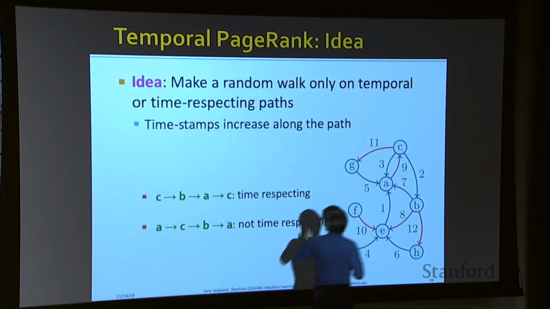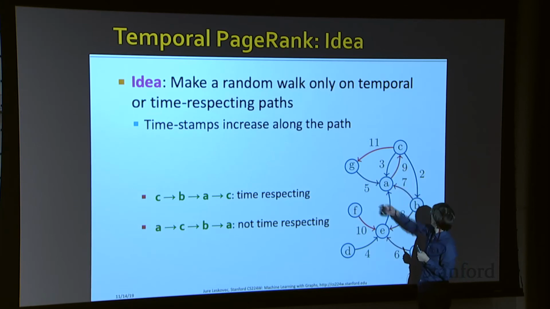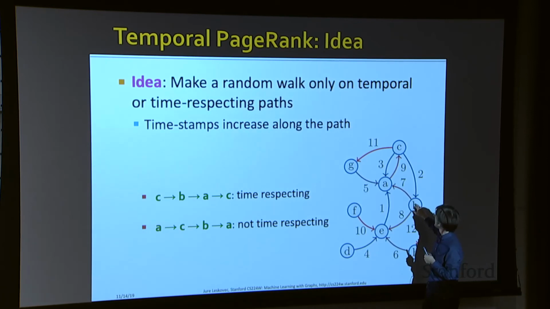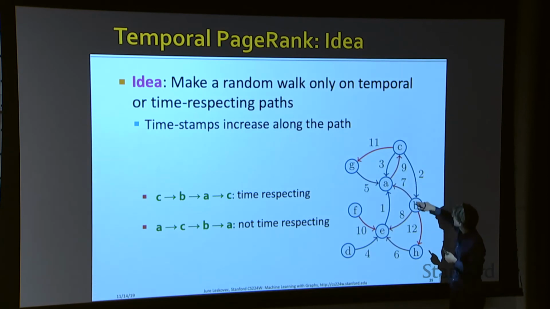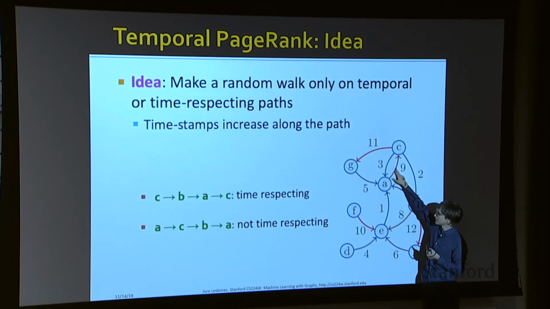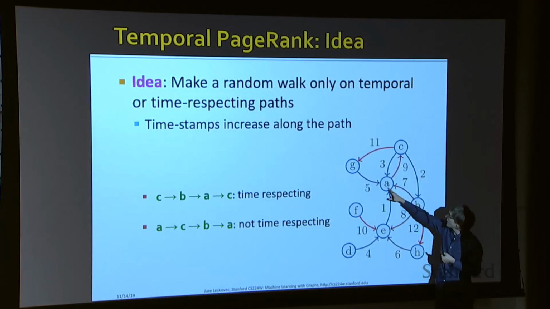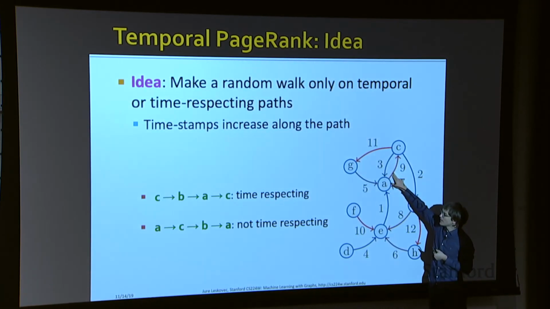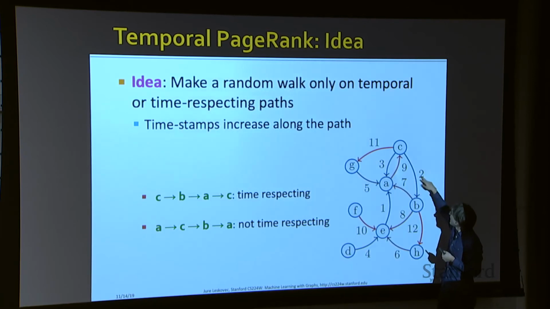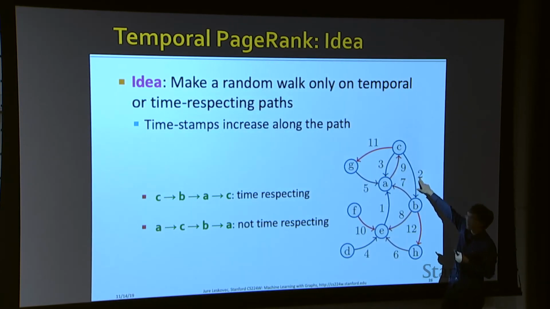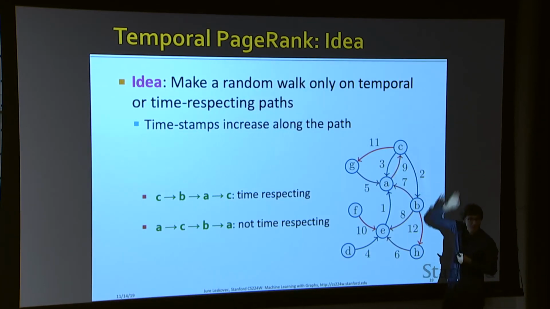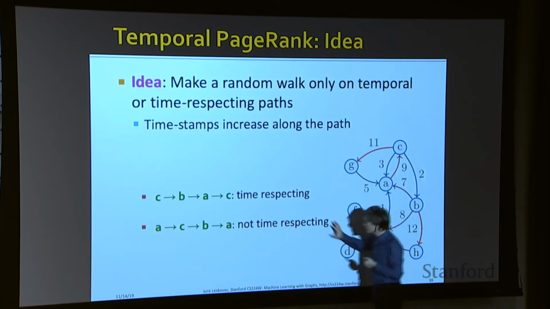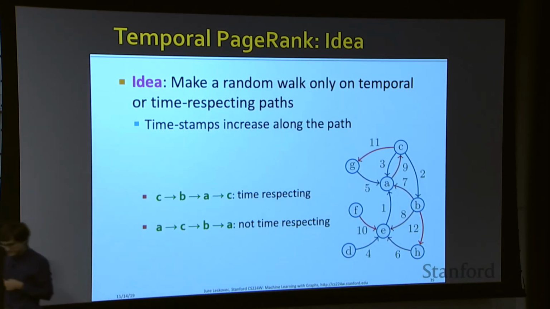So an example from C to B to A and back to C is a time respecting walk, because I traverse this at 2, then at 7, then at 9. But for example, from A to C, I can only move at 9. But then from C to B, I would have to move at time 2. So this is not time respecting, because I arrived at C at time 9, and the edge at 2 has already kind of happened. So this would be a non-time respecting walk.